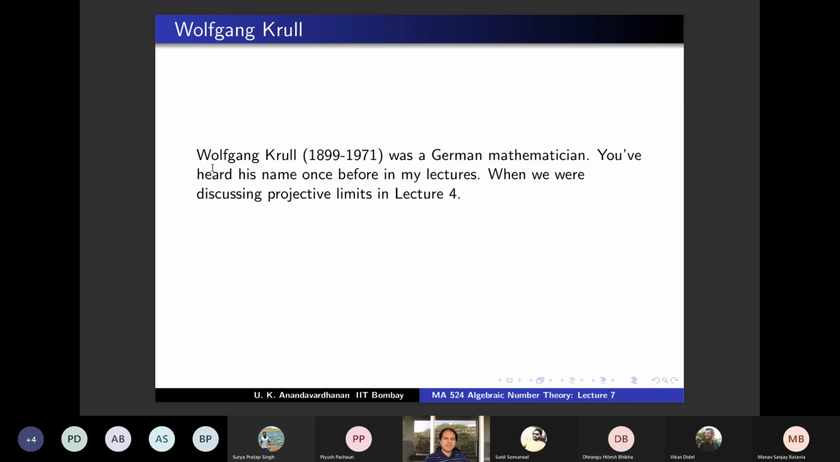When we were discussing projective limits, this was lecture 4. In order to show that O by P is finite, if O by P is finite, we show that O is compact by writing O as a projective limit of finite groups. And then we said in that topology it's automatically compact. At that time, I did mention Krull.